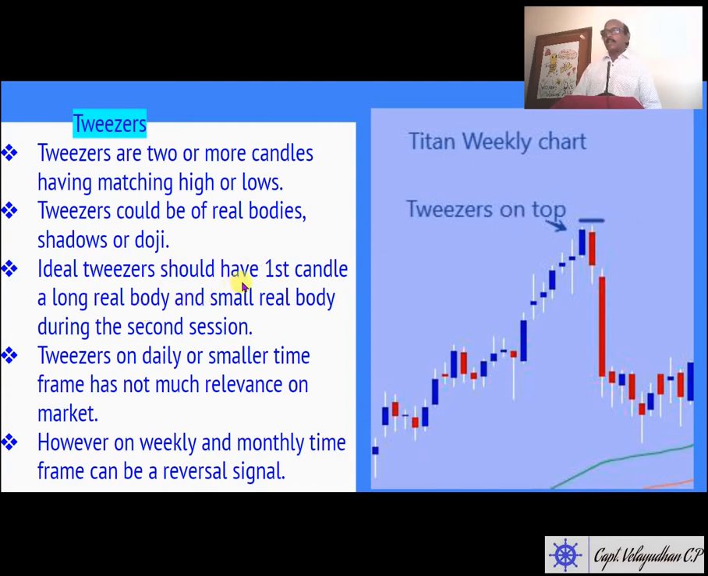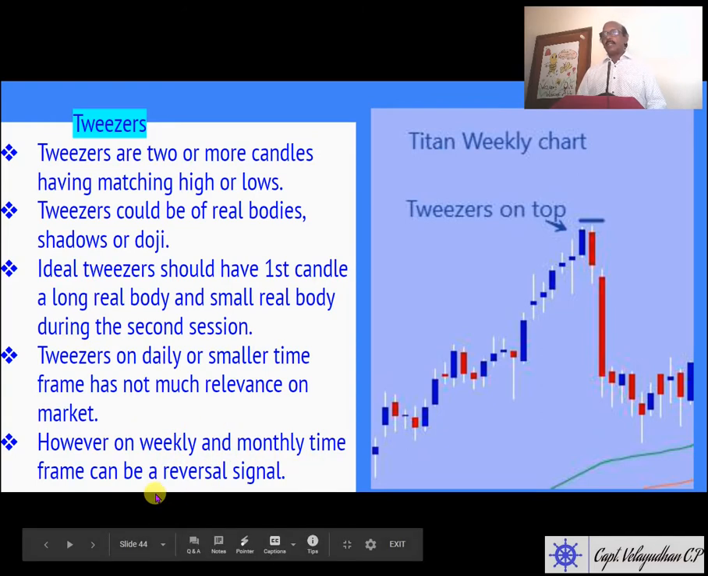Ideal Tweezers should have the first candle with a long real body and the second with a small real body. Tweezers on daily or smaller time frames have not much relevance. However, on weekly and monthly time frames they can be a reversal signal.